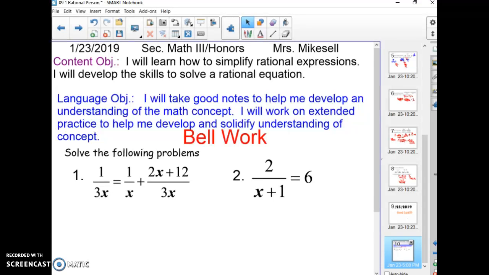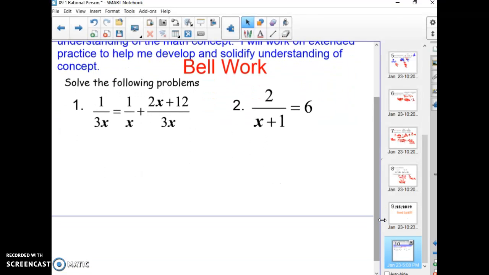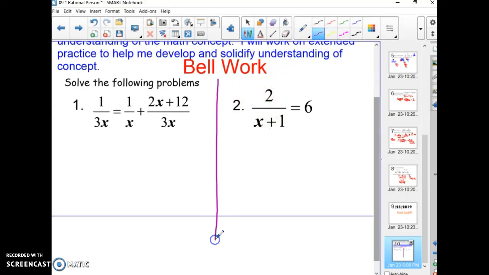Okay, you guys, these two problems are similar to what we talked about yesterday. So, just letting you guys know, solving rational equations, the key is we have to get rid of the denominator, which is the bottom of the fraction. So we're going to come over here. I've got to find the least common denominator.